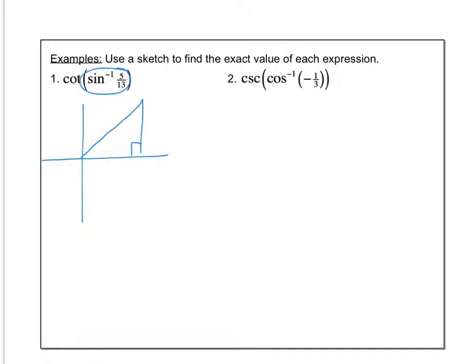So you're going to draw the triangle in. You're going to put the angle in, because that's really what sine -1 is, it's the angle. And you're going to fill in the values in the right spot. I know sine is O over H, opposite over hypotenuse. So the 5 is going to go opposite of theta, and the hypotenuse is going to be 13.